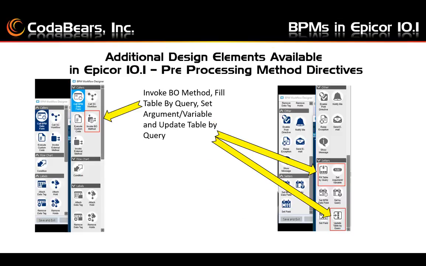So here we can see the new BPM design elements available in Epicor 10.1 for pre-processing method directives. In the callers area, we have a new design element called invoke BO method, and that can be used to call a business object and a method to perform an action. In the setters area, we have 3 new design elements. There are 3 new different ways to set your data to a value using the fill table by query, the set argument / variable, and the update table by query options.